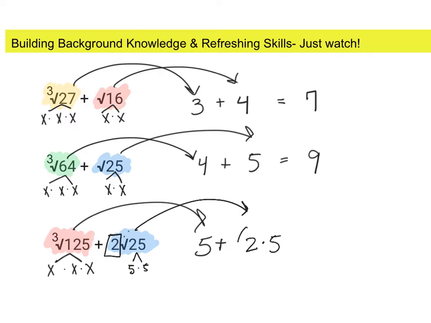And so the first thing I'm going to do here is solve my parentheses. 2 times 5 is 10, so this becomes 5 plus 10. 5 plus 10 equals 15. So this is just some review of some background knowledge that we've learned so far. And we're going to move into some new learning today and some more practice with things we've already known. All right, let's move forward.